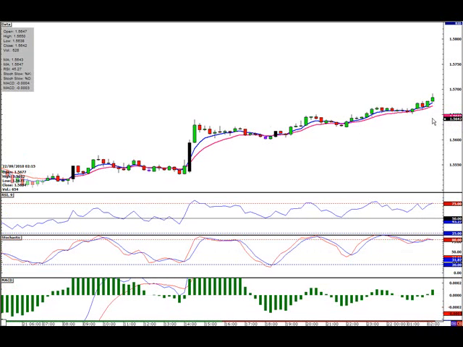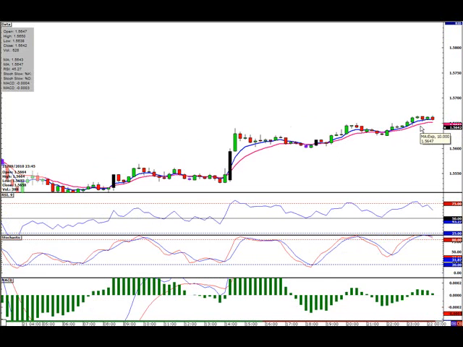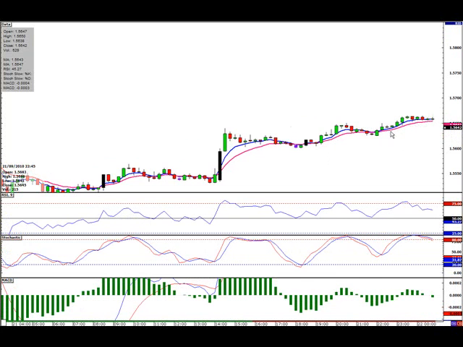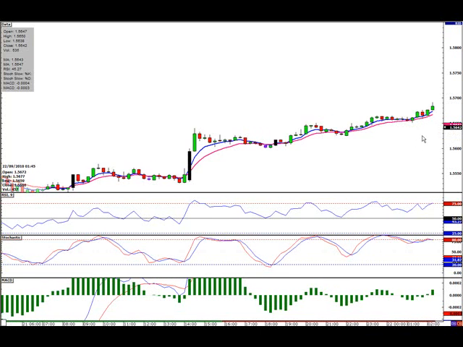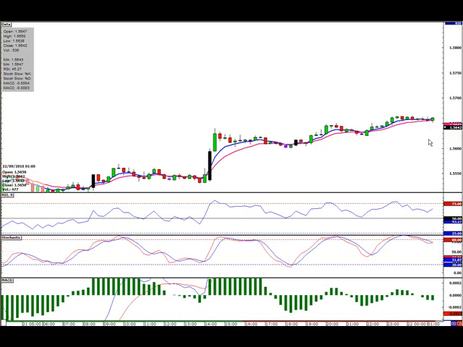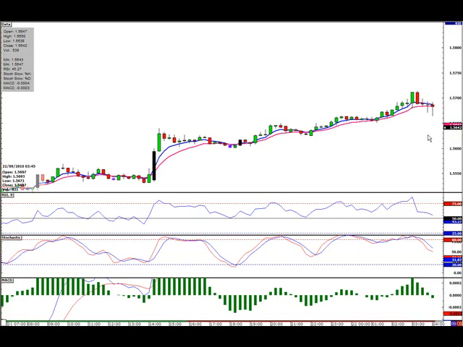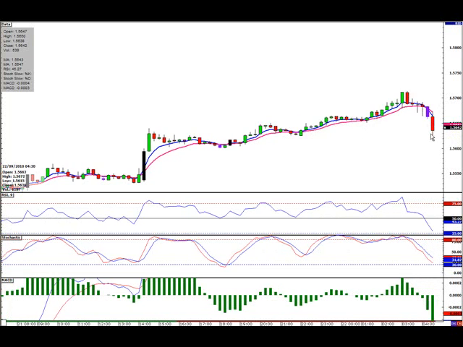So the first thing I'm looking for is a crossover to the upside with the moving averages. Of course I can't really get that right now because the moving averages are already trending up. So I'd have to wait for a retracement to the downside, and by retracement I mean I'd have to see a crossover to the downside first before we saw anything. All right, moving right along, we do get the crossover to the downside there.